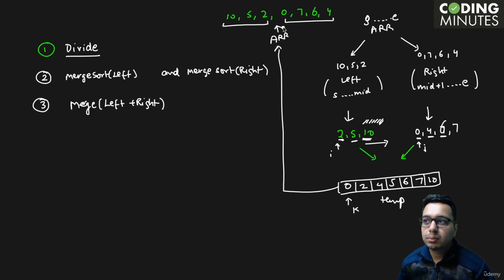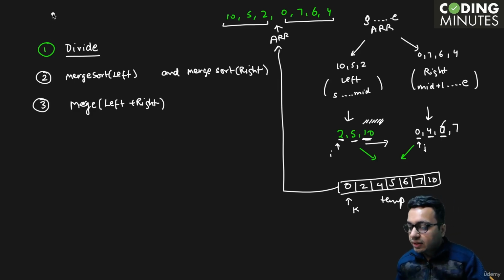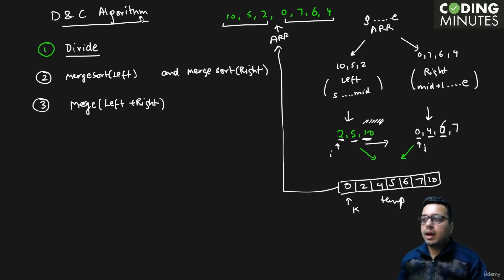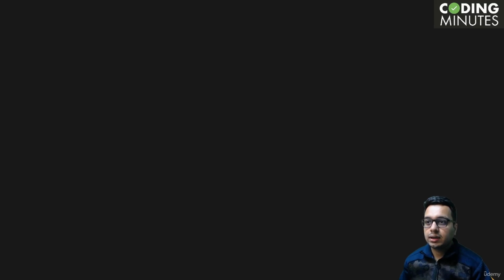So this is how merge sort works, and you can see it's a very simple divide and conquer algorithm. Now more details we will discuss in the implementation part when we write the code, and then we will try to dry run the exact code, each and every step. So let's see the implementation in the next part.